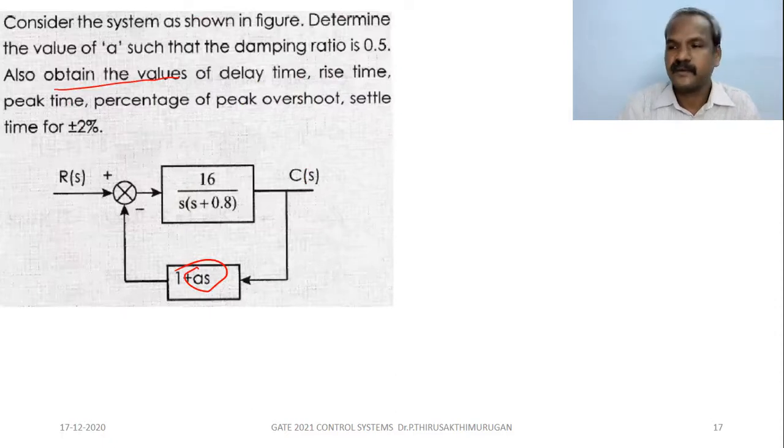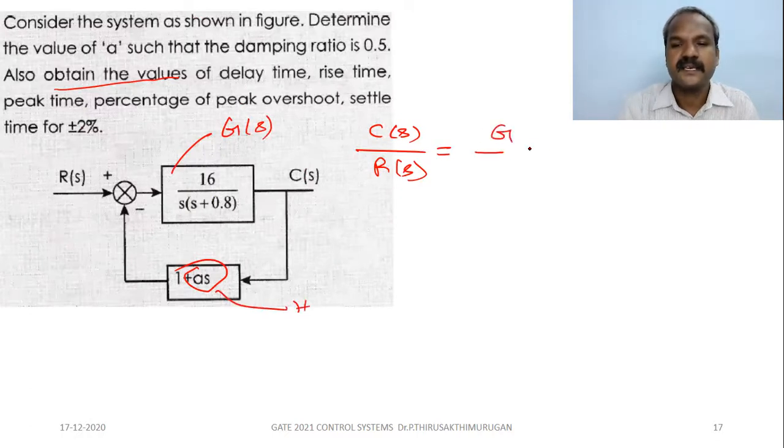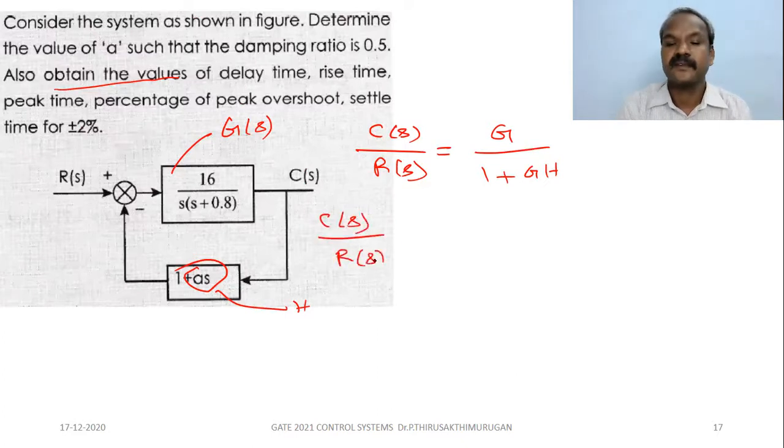So let us first simplify the system. So find the C of S by R of S. So what is C of S by R of S? This is G of S, this is H. So C of S by R of S is G divided by 1 plus GH. We'll be getting C of S by R of S equal to 16 by S into S plus 0.8.